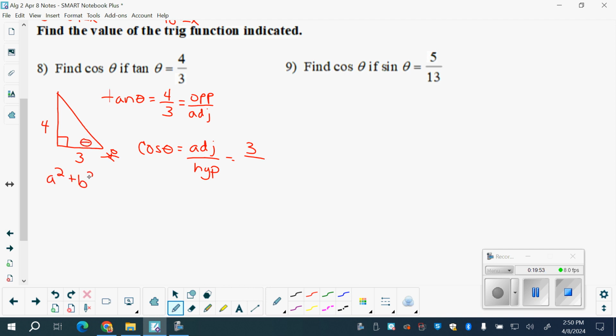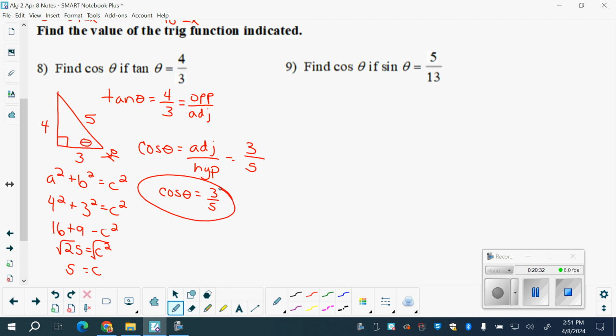A squared plus b squared is c squared. So 4 squared plus 3 squared is c squared. And what next? Square root. And so we get c is 5. So now we can label it, and we know our hypotenuse is 5, so our cosine of theta is 3/5.